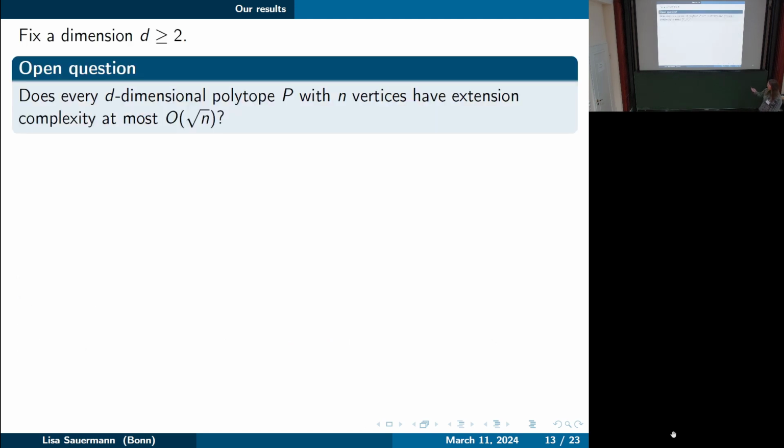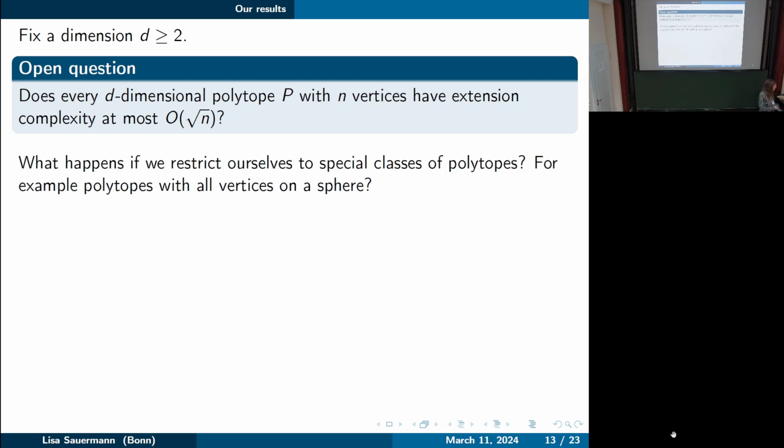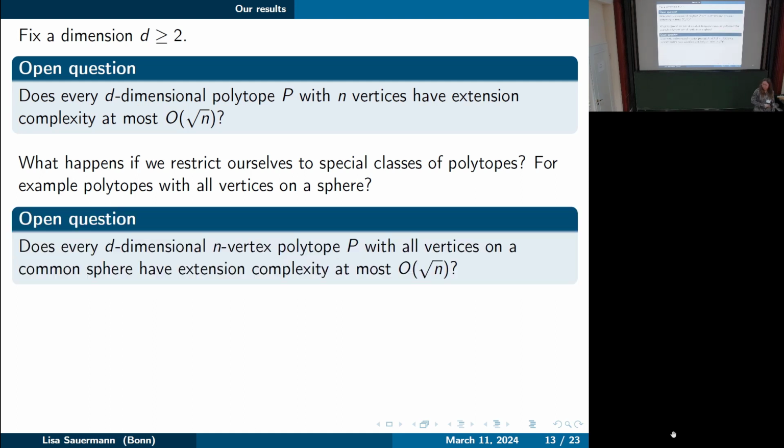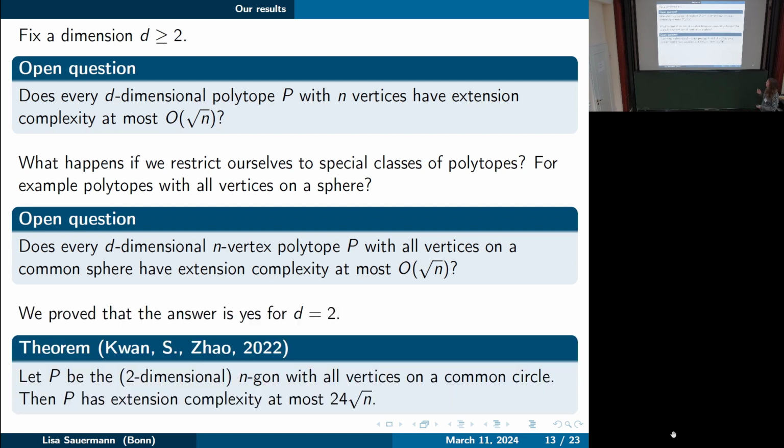Okay, so here's again this question, whether the square root n behavior is the extreme possible. Because this question is very difficult, I think it's also natural to ask it for special classes of polytopes, for example, polytopes with all vertices on a sphere. Even then, it's not known whether every d-dimensional n-vertex polytope with all vertices on a common sphere has extension complexity at most a constant times square root n.